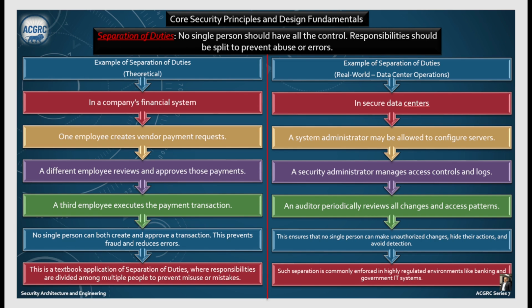Let's now look at a real world example, data center operation. In a secure data center, a system administrator may be allowed to configure a server, but a security administrator would manage the access control and logs, and an auditor would periodically review all changes and access patterns. This ensures that no single person can make an unauthorized change or hide their action and avoid detection.